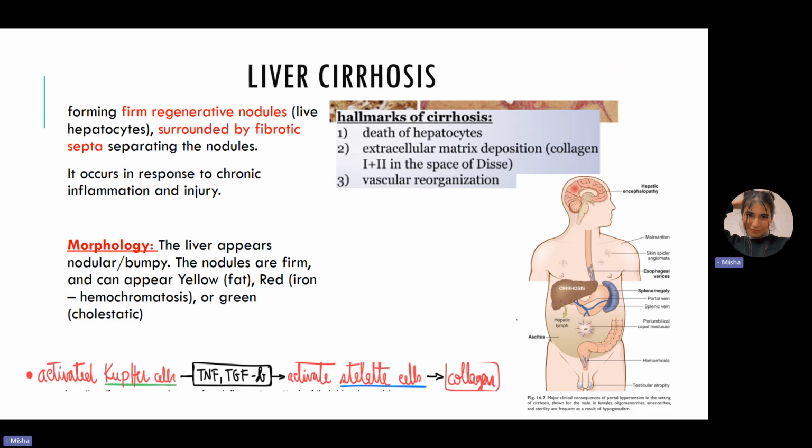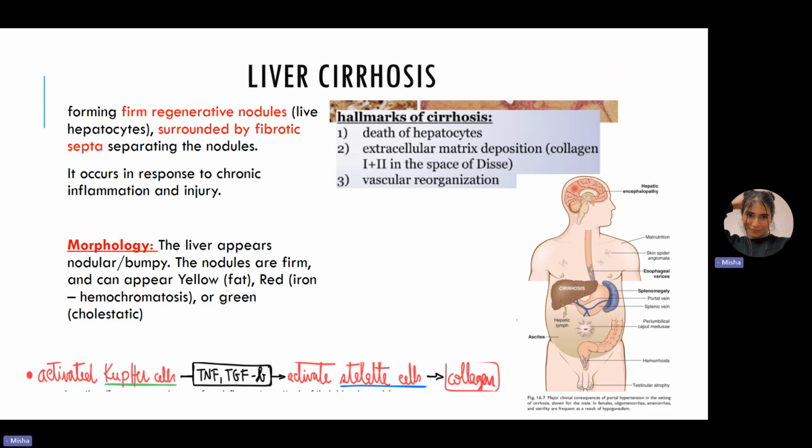Now let's move on to cirrhosis. Cirrhosis is basically a diffuse change in the liver architecture, right? The most important thing you need to mention here is firm regenerative nodules. We have these firm regenerative nodules which are surrounded by fibrotic septa, which separate the nodules. We can see the nodules are being separated in this case with a fibrotic septum.